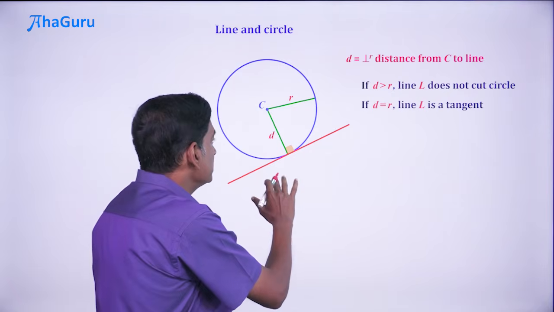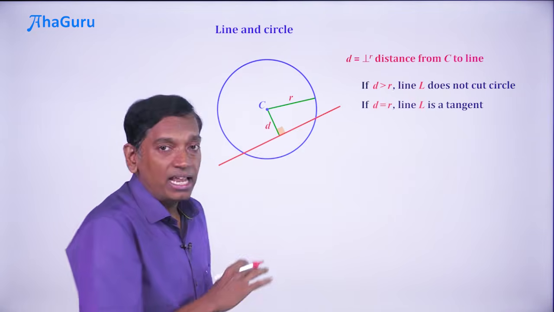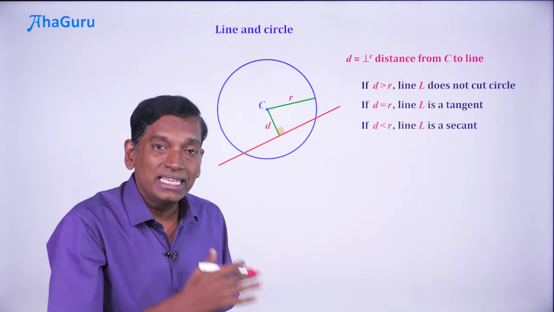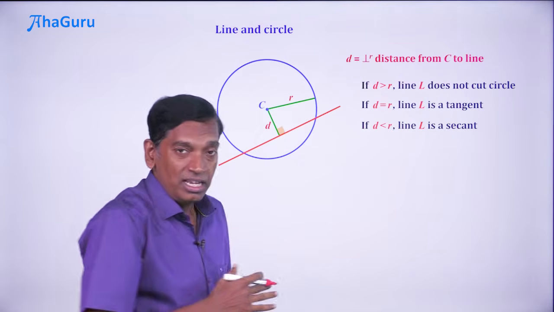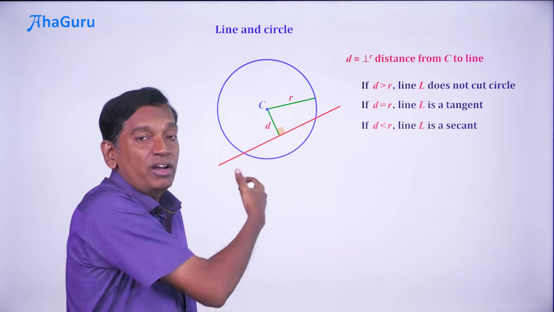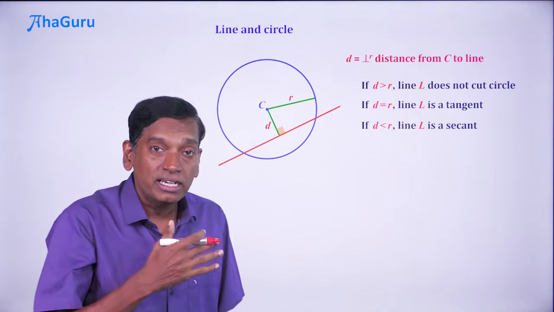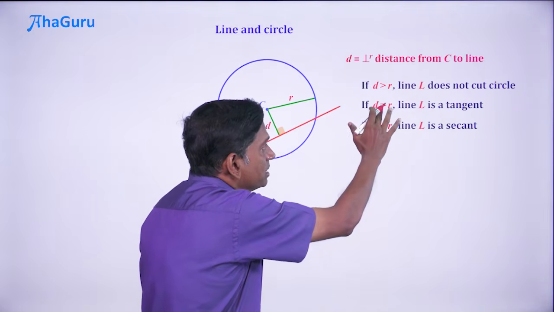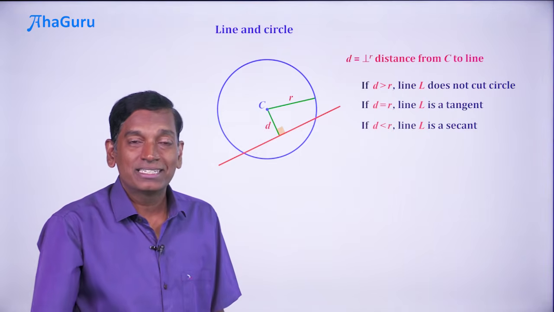Now if we move this further, what we find is that D is less than R. So we can say that if D is less than R, line L is a secant. So for each of these configurations, we have a condition, and depending on the condition, we can figure out what the configuration is, and particularly tangent is a very important idea. That means the distance from the center to the line must equal the radius, in which case it will be a tangent.